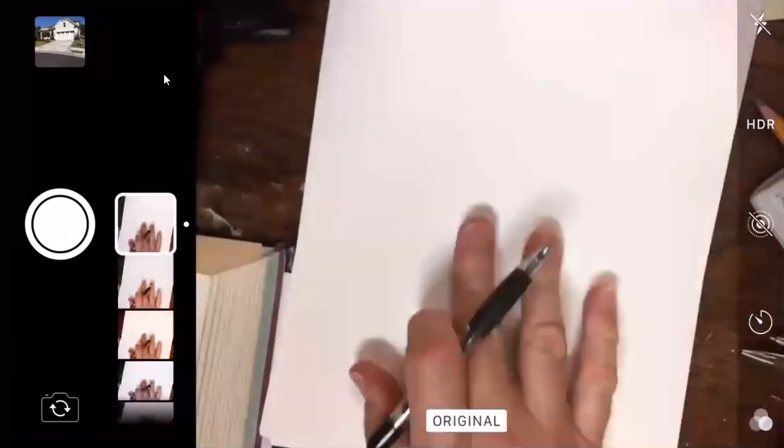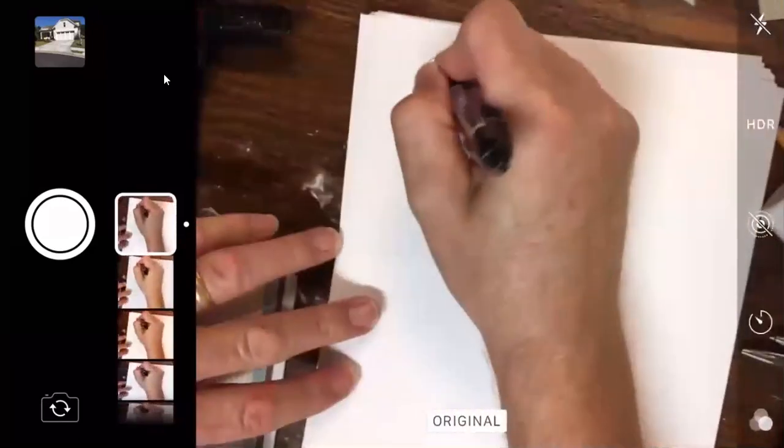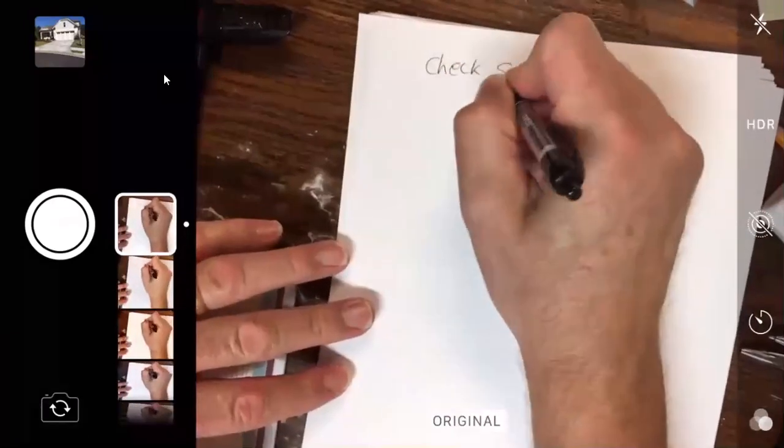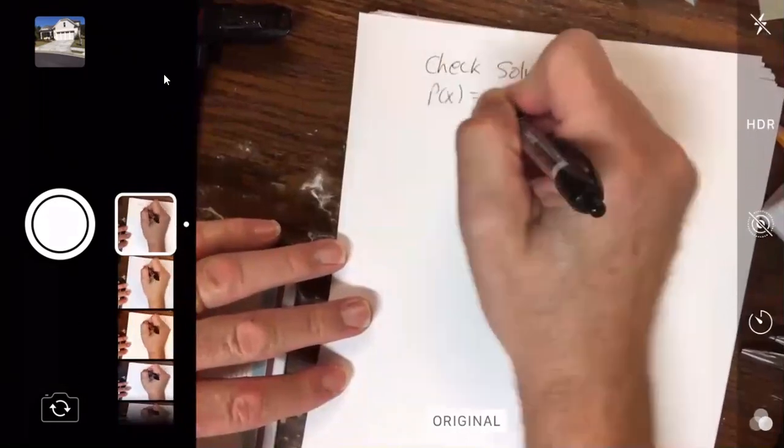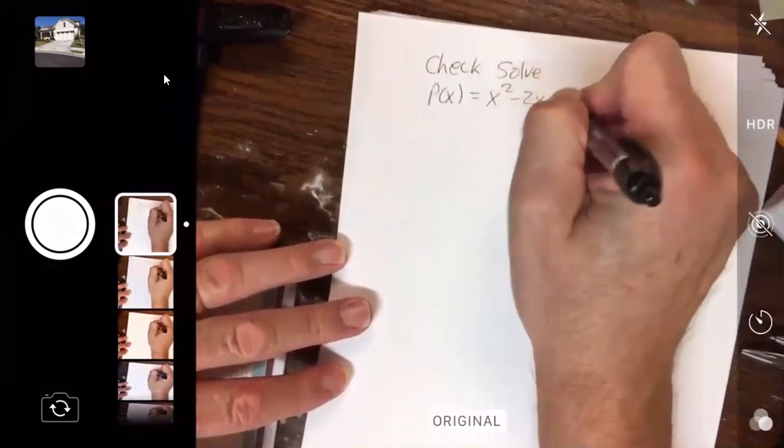I'll do that. Check. Solve P of x equals x squared minus 2x plus 2 equals 0.